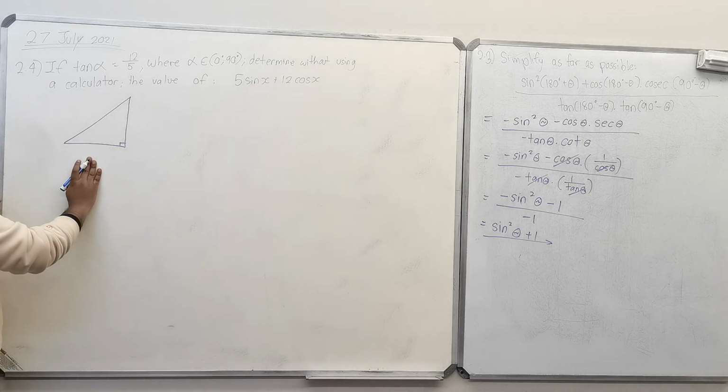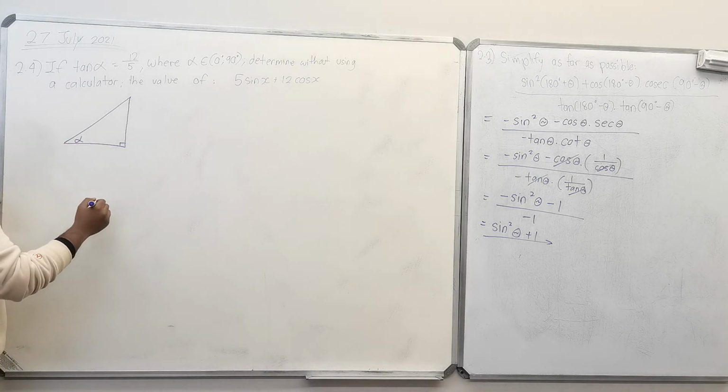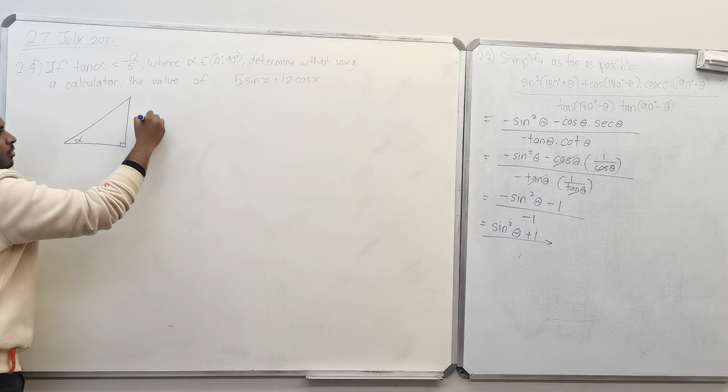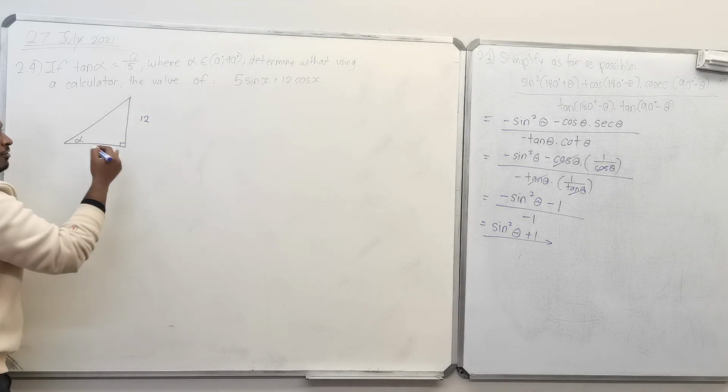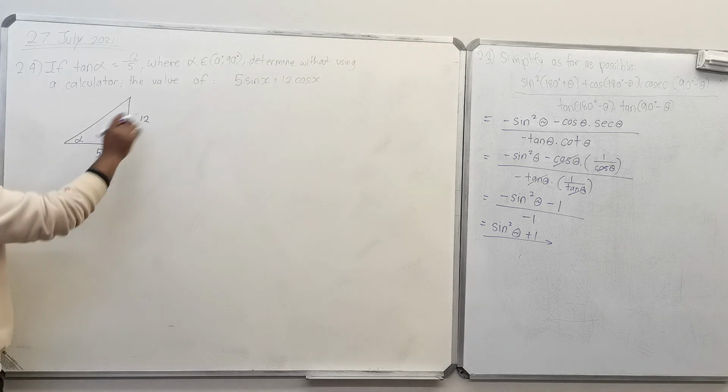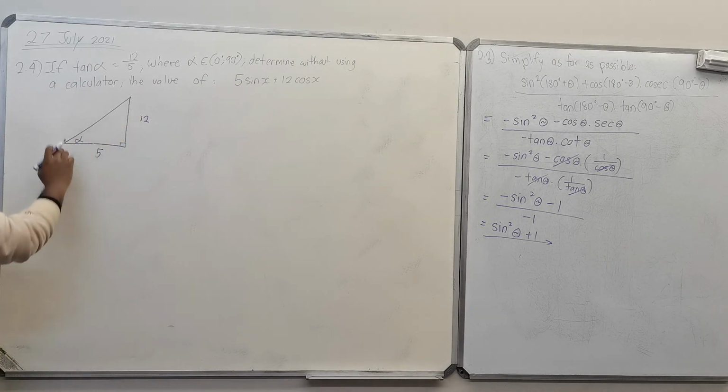Right, remember what they gave you here, you can do this. That's a triangle. If I say alpha is here, 12 will be opposite over adjacent, 12 will be here, 5 will be there. They told you alpha lies between 0 and 90, so this is between 0 and 90 if it was on an axis. They never say 5 sine alpha plus 12 cos alpha, so you can call this side here x. You understand so far what I'm doing, right?